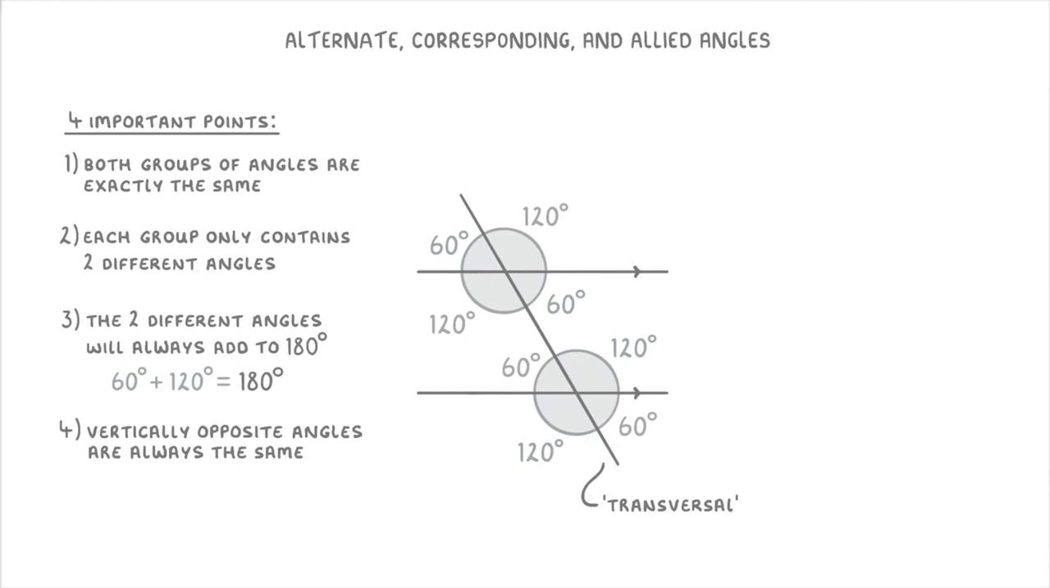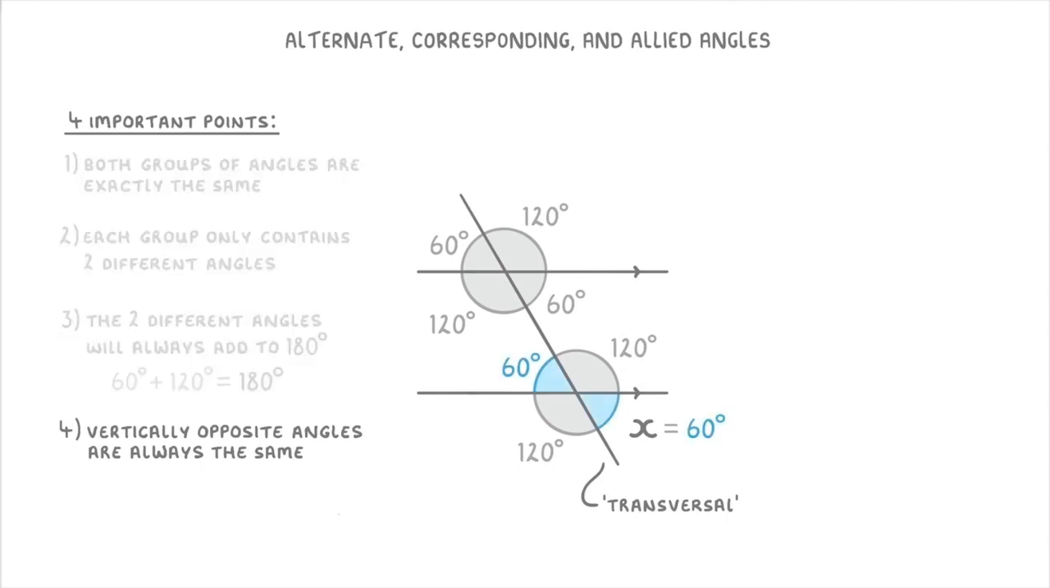Now, as long as you properly understand all of these rules, you can use this knowledge to work out unknown angles if one of them is missing. For example, if we had to find this angle here, marked x, we'd be able to tell that it's 60 degrees, either because it's opposite this 60 degree angle, and we know that vertically opposite angles are always equal, or because we know that it has to add to this 120 degrees to make 180.